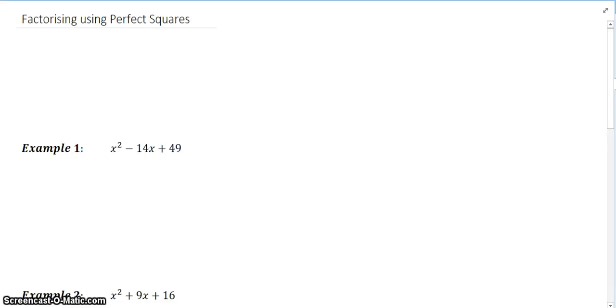Alright, so this video is going to be on factorizing using perfect squares. In the previous video, we had a look at how we could expand using perfect squares. We're going to look at factorizing now. So let's just recall what the rules are for perfect squares.